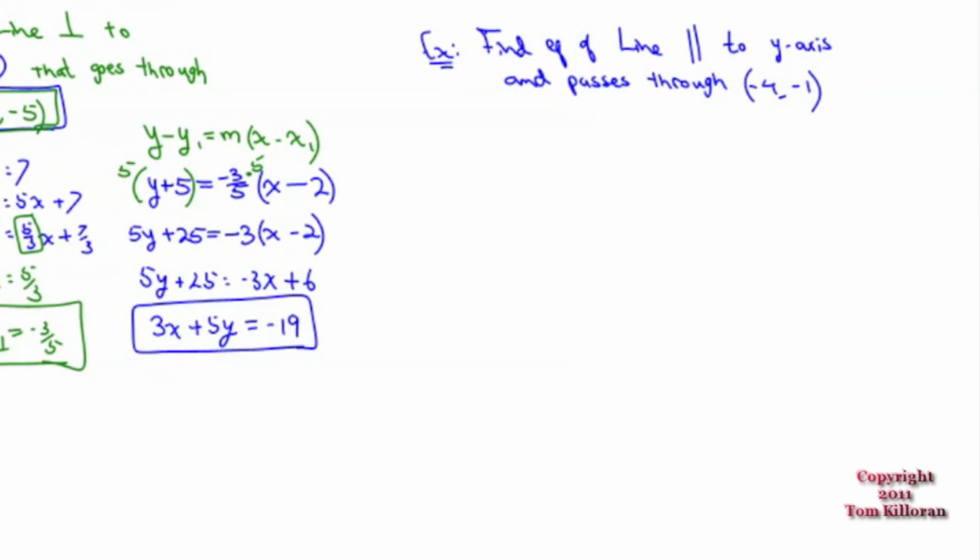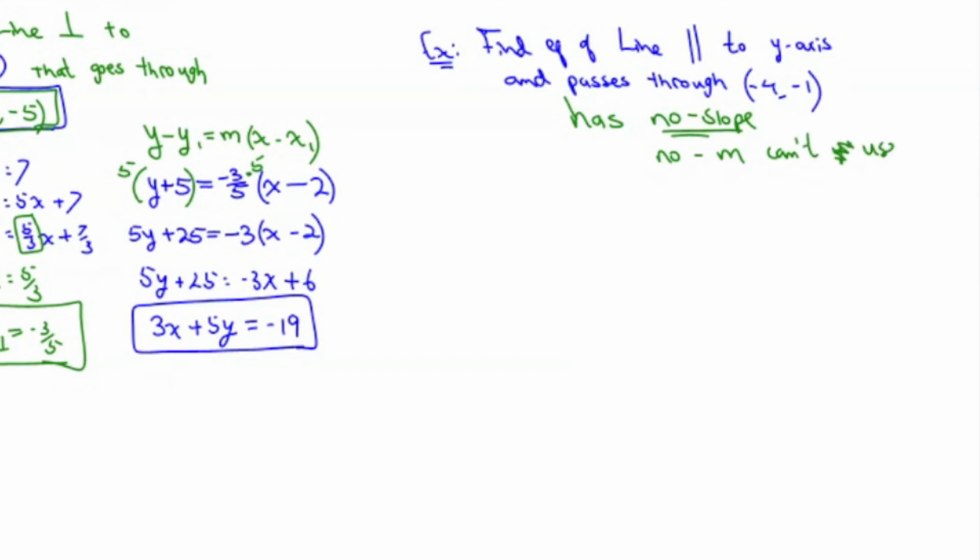So this one has no slope, no m. Can't use point slope. So if you can't use point slope to find the equation of this line, how do you find it? There's no formula for this. There's no equation for this. So my suggestion is draw it. Just graph it, see what happens.